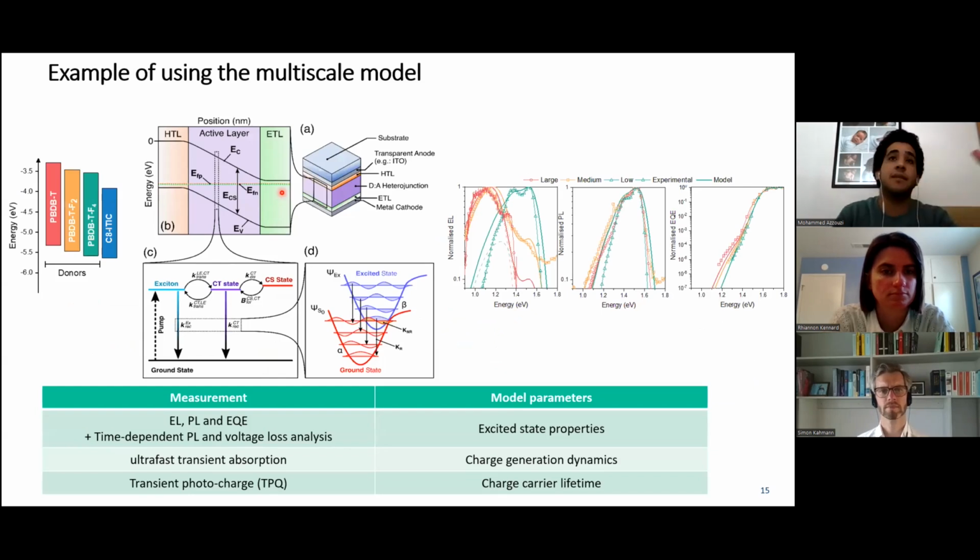It's focused on the same series of donor with C8-ITIC acceptor. And here, we used the steady state EL, PL, and EQE, as well as the voltage losses to get the excited state properties. And now we need to get some properties for the charge generation dynamics, i.e. how fast this exciton dissociates and how fast the CT state dissociates. And then we also need some kind of way to extract the recombination properties.